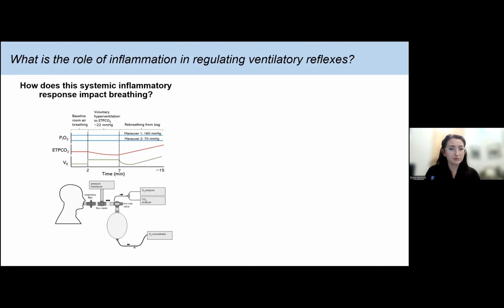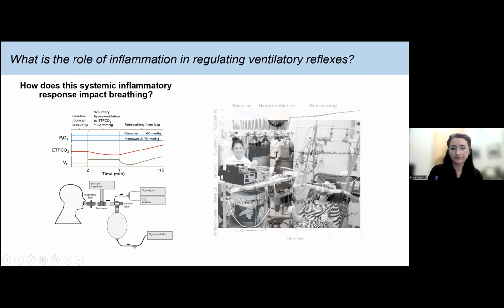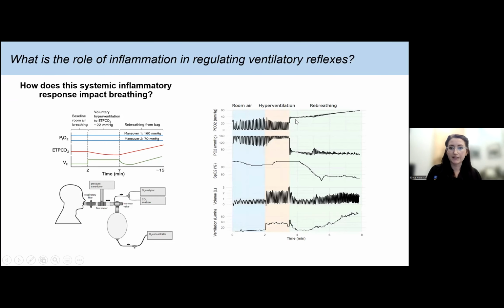So we measured these reflexes in these participants. Just a quick old photo of me doing one of these tests. We basically have people breathe in and out of this bag, which allows their CO2 to build up over time. And we do that 2 times at 2 different oxygen tensions, one high and one low. So you can see as the CO2 increases while they're rebreathing, you get an increase in ventilation here.